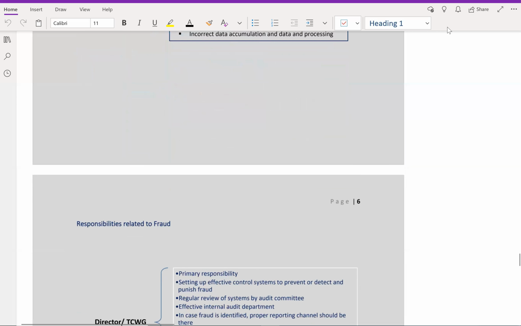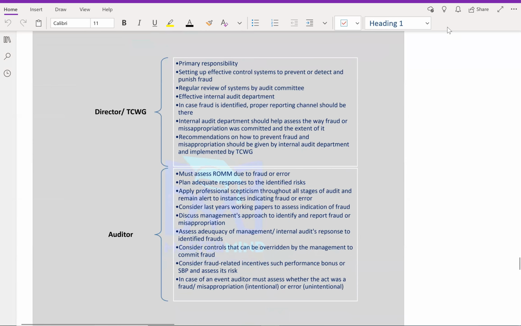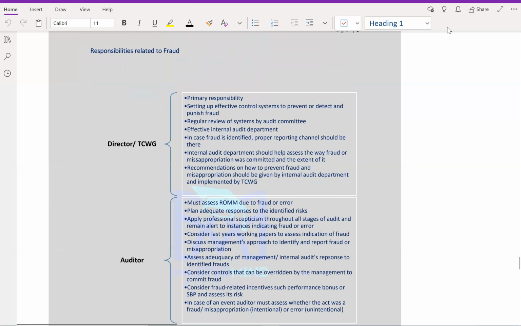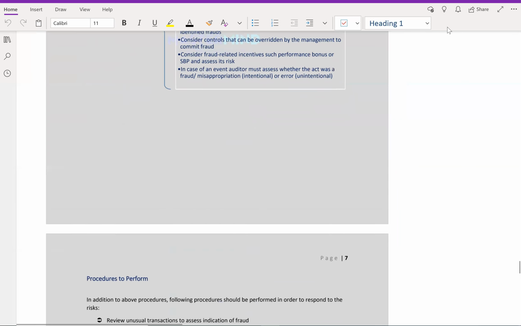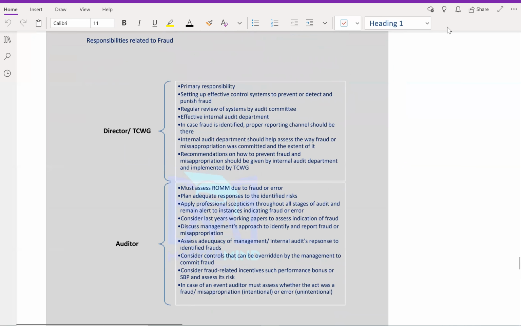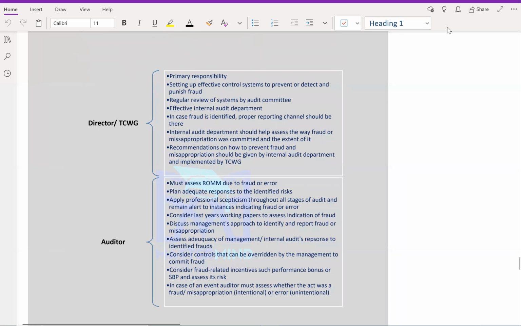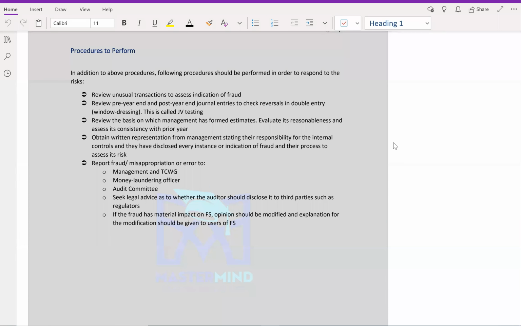Now, responsibilities related to fraud, and then you have procedures to perform. I want you to read the responsibilities because I've clearly mentioned them. What are the responsibilities of the management, which is director and TCWG, and the auditor, right? So I think it's visible. I want you to read them, giving you guys 5 minutes. Let me know if you have any issues in them. What are the procedures that you need to perform? In addition to above procedures, which we discussed earlier, right?